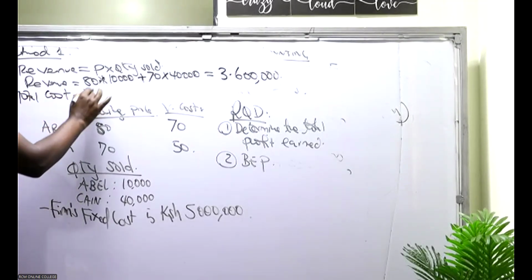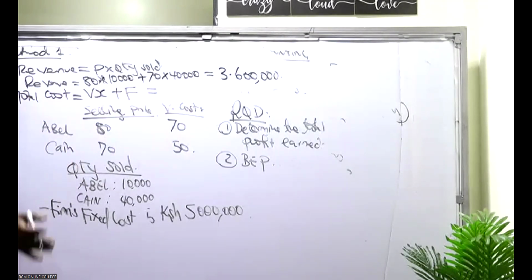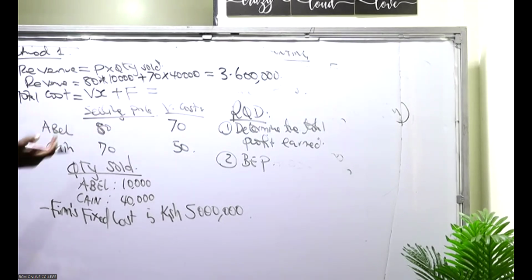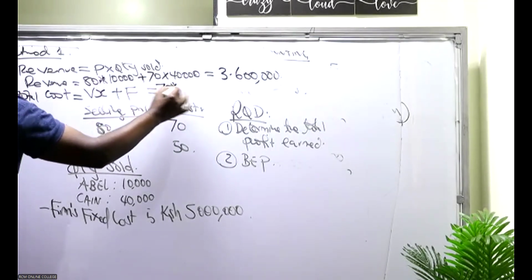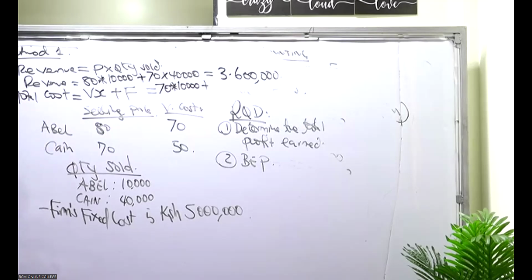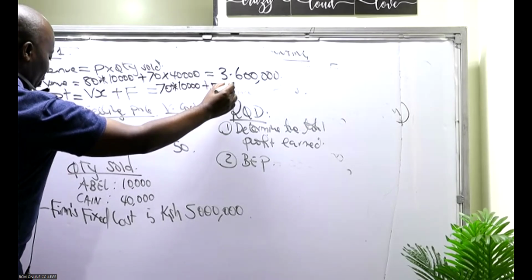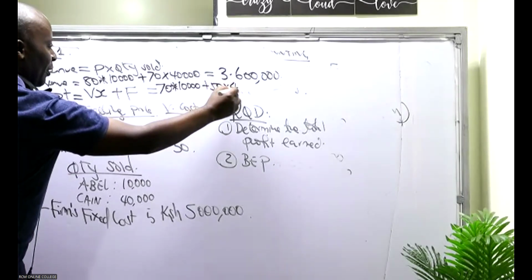So we know that total cost is VX plus F. Fixed cost is common for all the products, remember. So then I'll get the total variable cost from Abel, total variable cost from Cain. The variable costs are here. So for Abel, I will take 70 times Abel units sold at 10,000. Plus, I go to Cain's variable cost. This variable cost per unit, remember, is 50 times Cain's quantity, 40,000.